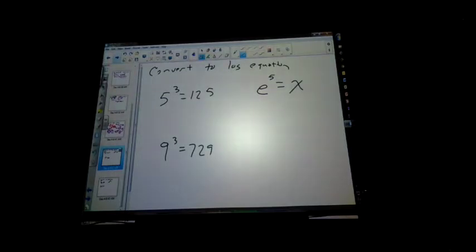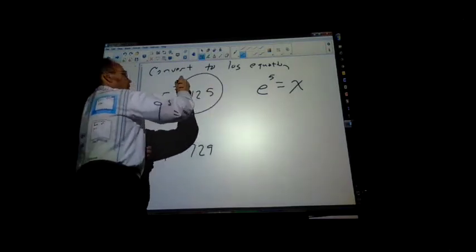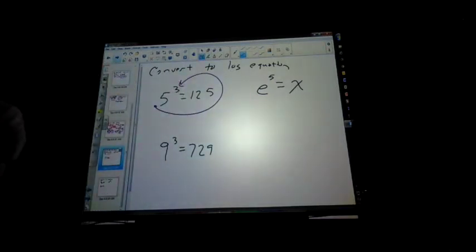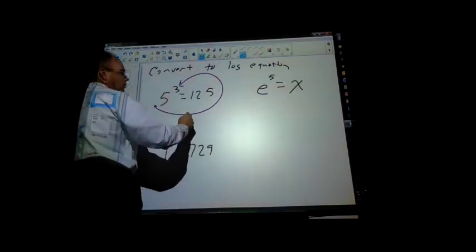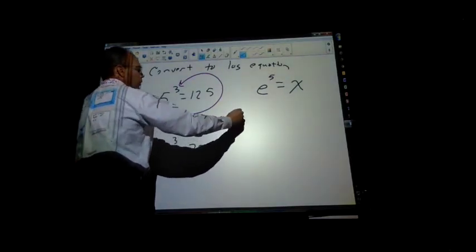We would like you to convert it to a log equation. Now, the only way I know how to teach this is something called the shell. The shell or the snail. Same thing. Ready? See if you can see the snail. Start here. Go there. Kind of look like a shell? Snail? Maybe? Use your imagination. So if I want to convert this to a log equation, this becomes log base 5 of 125 is equal to 3.